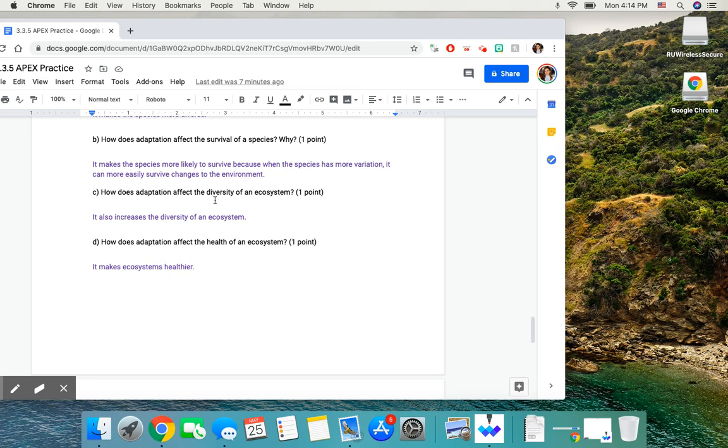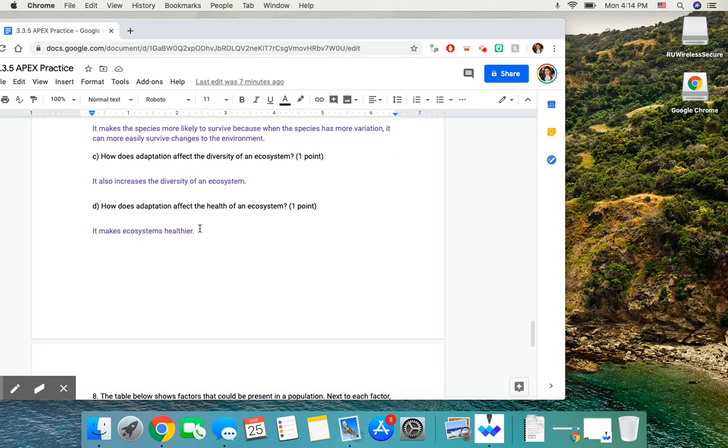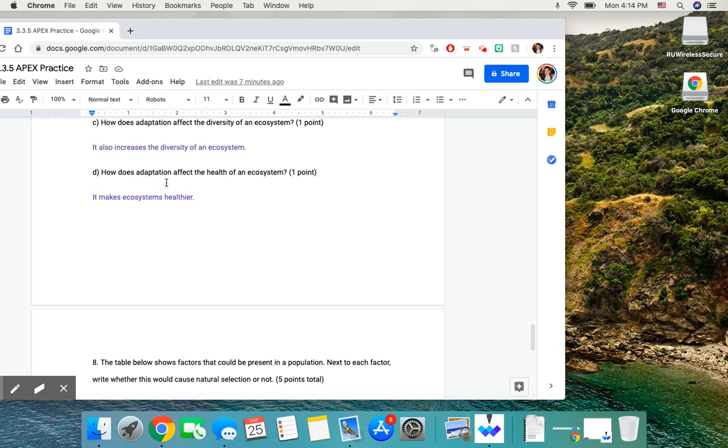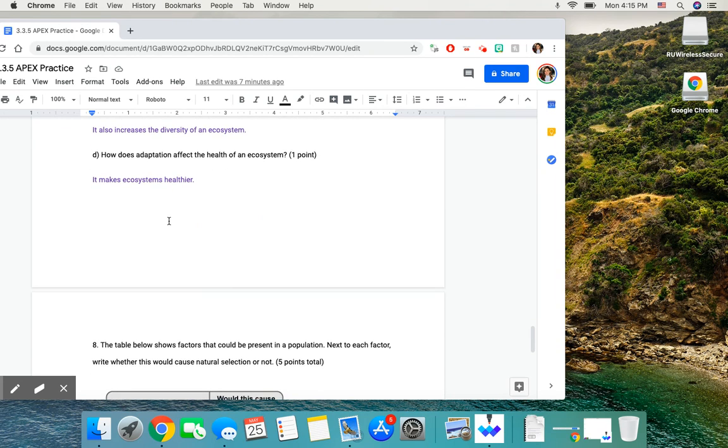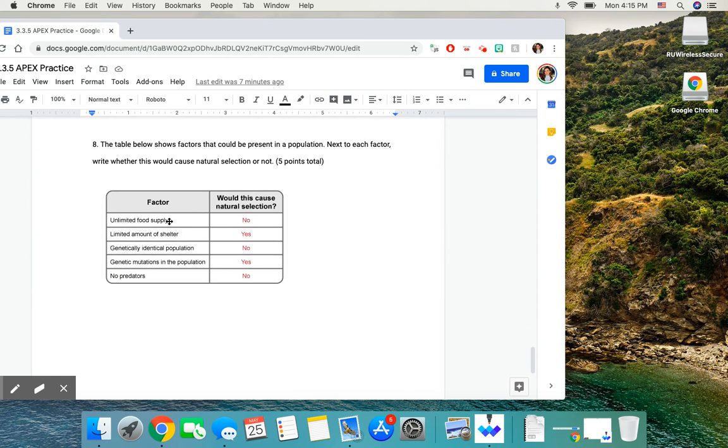How does adaptation affect the diversity of an ecosystem? So it also increases the diversity because there's going to be those different traits apparent in the ecosystem. How does adaptation affect the health of an ecosystem? It definitely makes it healthier. Adaptations are a good thing. That's what helps the species survive, so it's going to make the entire ecosystem healthier. Okay? So the last one, number 8.